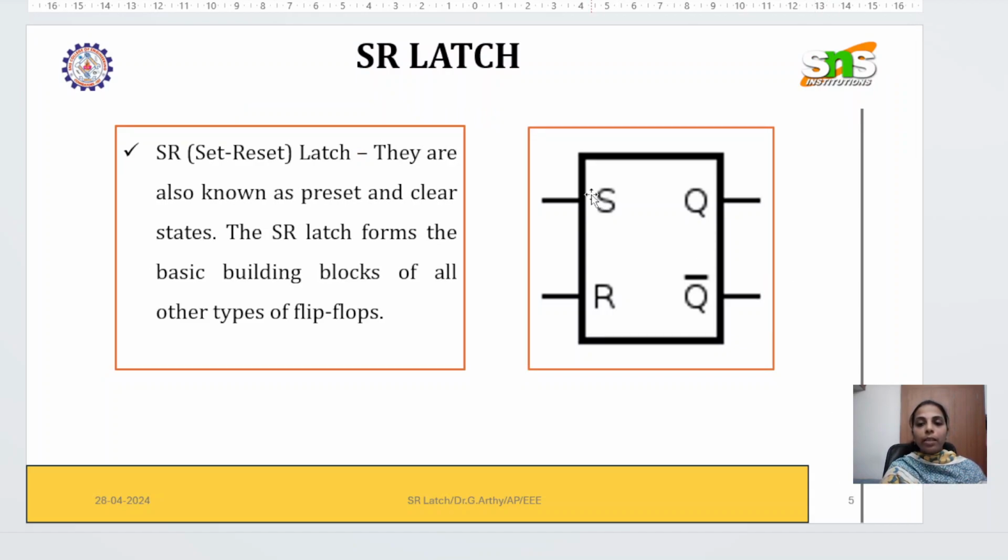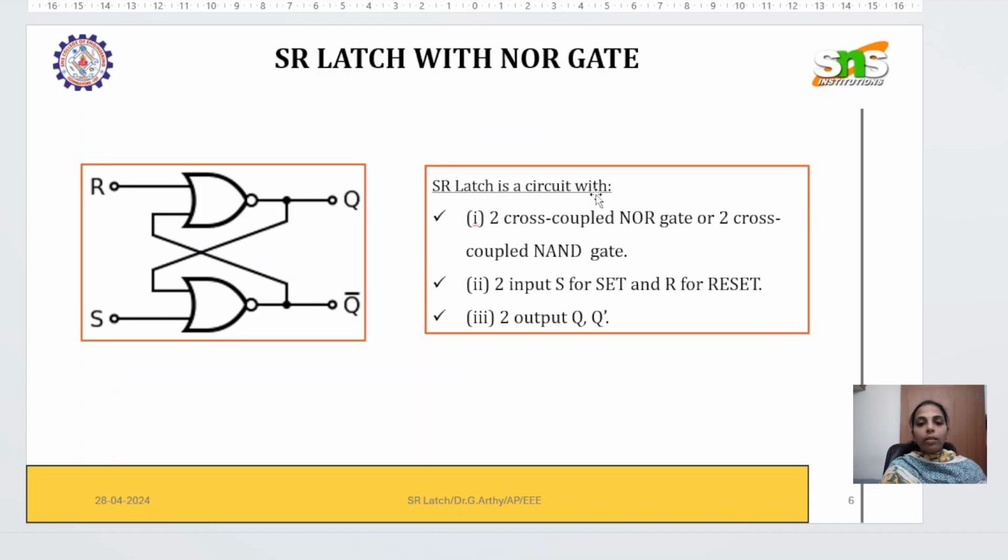If you see an SR latch, it has two inputs, S and R, and two outputs, Q and Q dash. This is the circuit diagram of SR latch with NOR gate. SR latch can be realized using NOR gate as well as NAND gate. And if you see the circuit diagram, you can see two NOR gates which are cross-coupled to each other.